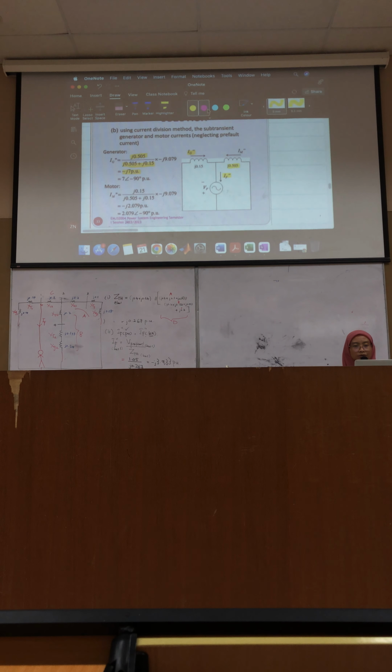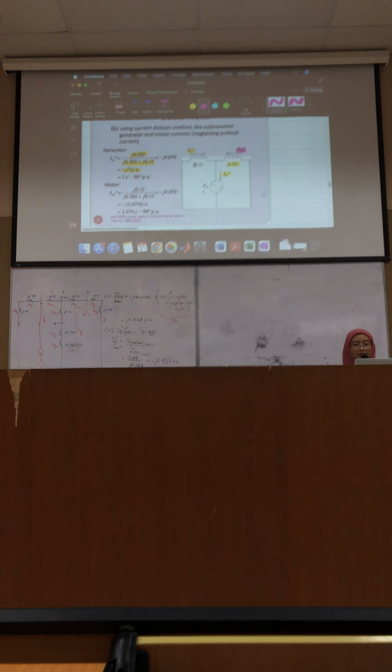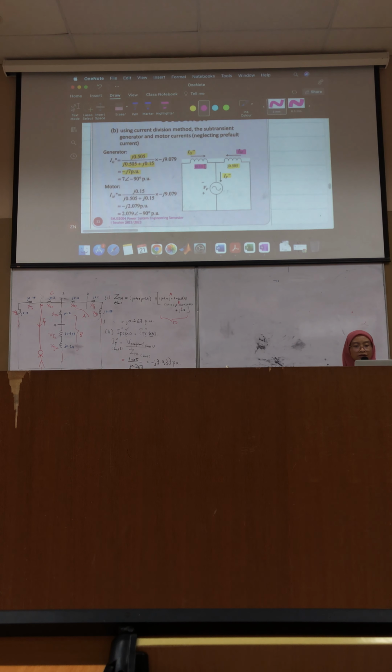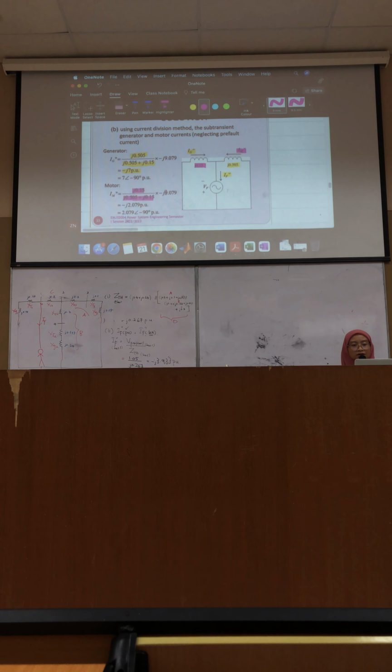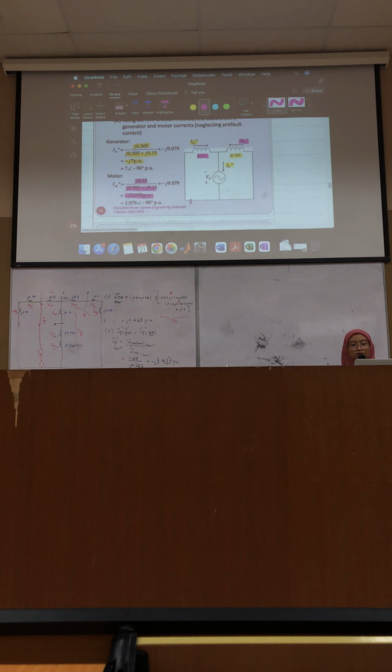And then, if you want to find the IM here. So, the opposite reactance dia adalah 0.15. Sebab tu, yang atas dia 0.15 divide by the total impedance dia. Then times the IF dia ataupun I source dia. Then you can get this one. Right. Kalau you nak tahu betul ke tak, you buat je IG plus IM should be sama dengan IF.